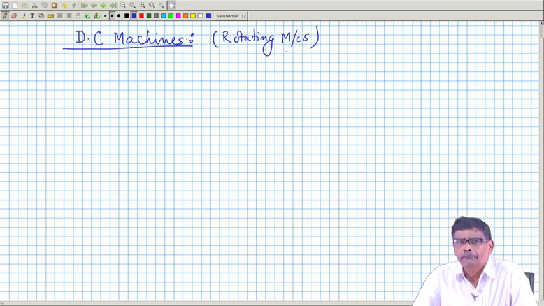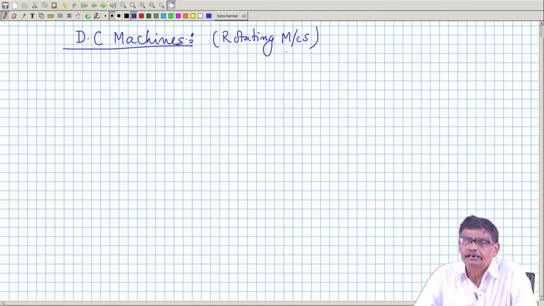If this problem were posed today, that you want to generate DC, one solution many people would give is: generate AC, because AC generation is so simple, and connect a rectifier to get DC. But in those days rectifiers were also not there at that time. So, it was the DC machine.